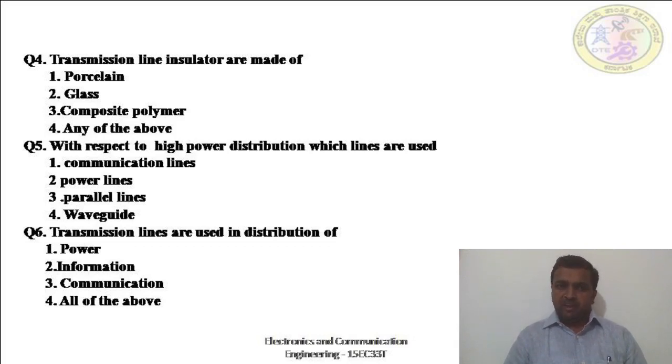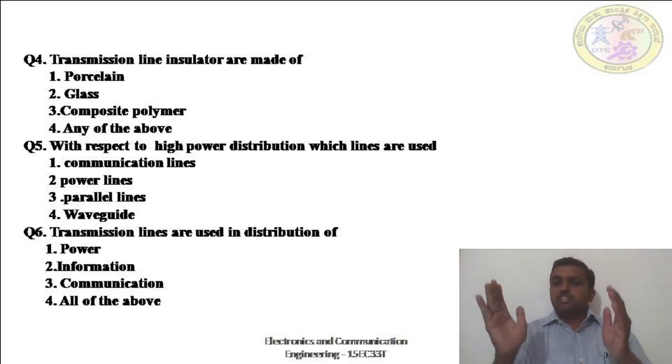I move on to question number 5. With respect to high power distribution, which lines are used? Option number 1, communication lines. Option number 2, power lines. 3, parallel lines. 4, waveguide. The answer is power lines because power lines are meant to carry high power energy with a fixed range of frequency. They will be used for high power distribution, like electricity from source to destination.